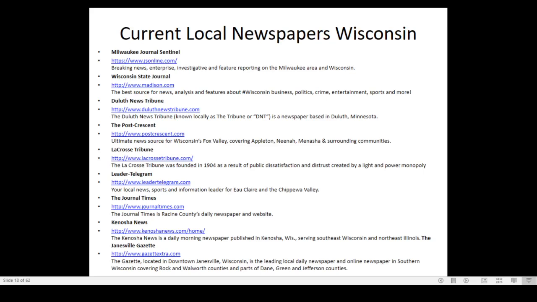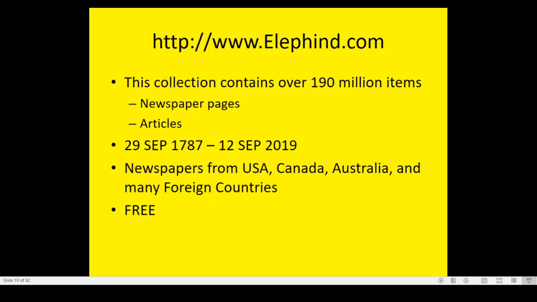Here are the current local newspapers in Wisconsin. There are actually more than what's listed here, but these are the big ones. You can see the Milwaukee Journal-Sentinel, and there's the webpage. The State Journal is mostly Madison, Duluth. The Post-Crescent is the Appleton area. La Crosse. The Leader-Telegram is around Eau Claire and Chippewa Valley. Journal-Times is Racine County. Kenosha News, Janesville Gazette. These are the biggies, the bigger newspapers. So those are referred to as current local.